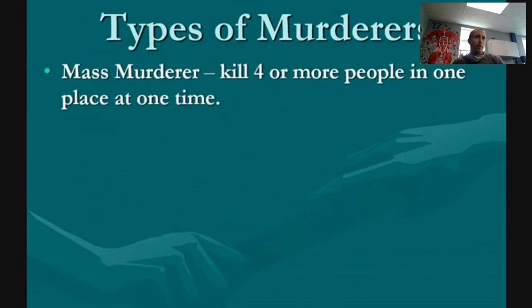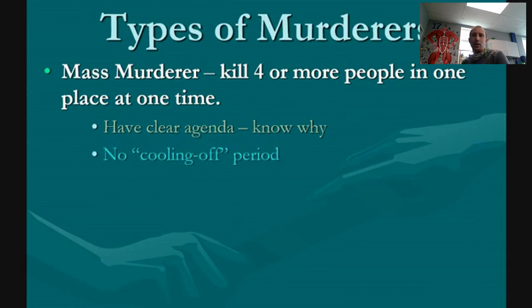So a mass murderer is someone who's going to kill four or more people in one place at one time. Their murders are not going to be spread out over a long period of time. They're going to take place in one event, and it's going to be very quick. They're also going to have a clear motivation. We're going to know why they're trying to kill these people. They're also not going to have a cooling off period, and that's going to be very characteristic of serial killers.